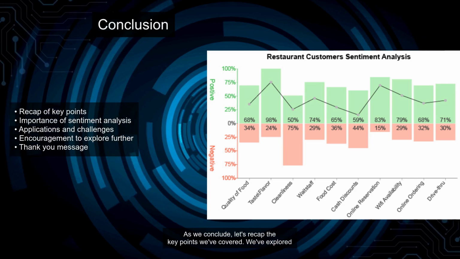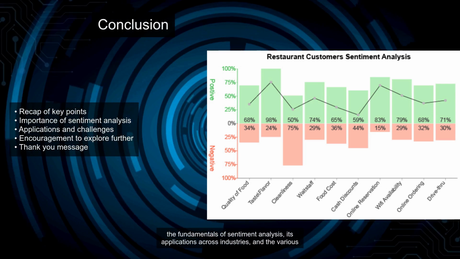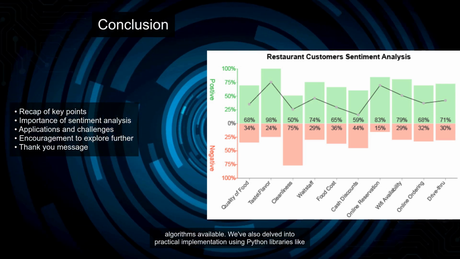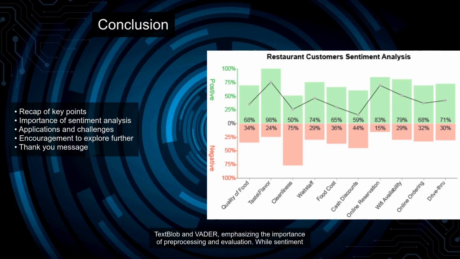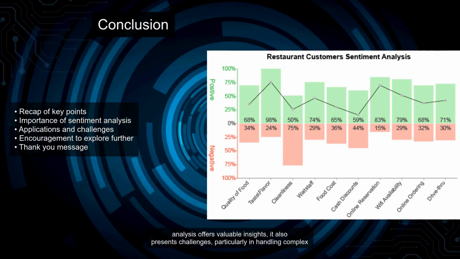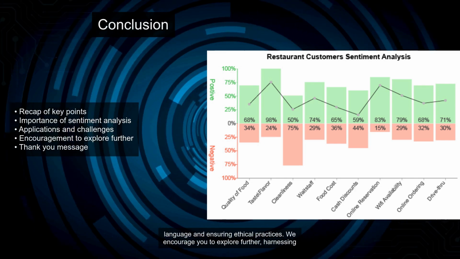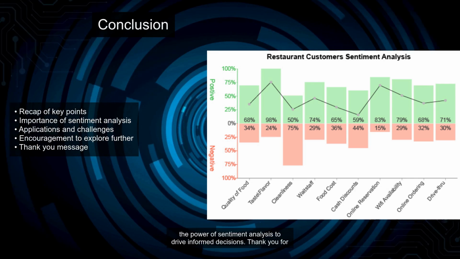As we conclude, let's recap the key points we've covered. We've explored the fundamentals of sentiment analysis, its applications across industries, and the various algorithms available. We've also delved into practical implementation using Python libraries like TextBlob and VADER, emphasizing the importance of preprocessing and evaluation. While sentiment analysis offers valuable insights, it also presents challenges, particularly in handling complex language and ensuring ethical practices.